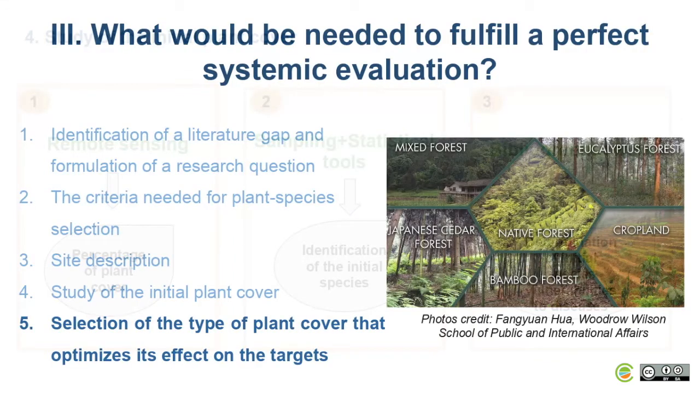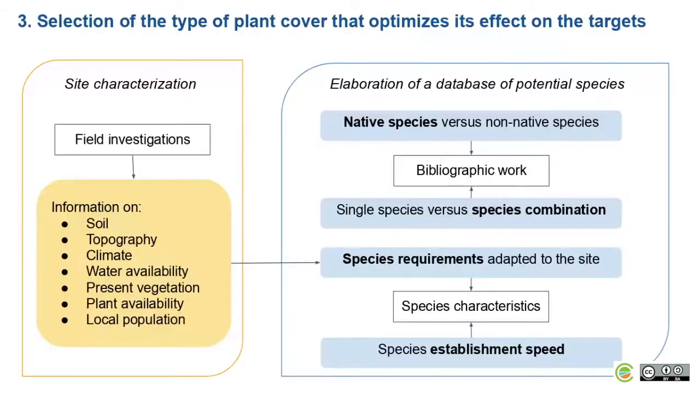And so now we are going to see the next step of the research project, which is the selection of the type of rainfall that optimizes its effect on the different targets that you saw. So now that we have information on the site with the previous work, we could use this information to elaborate a database of potential species that could be implemented. And to do so, we would have several questions that we would like to address first.